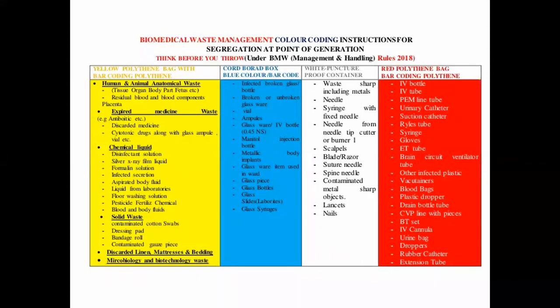According to the rule book of 2018 biomedical waste management, these are the color coding instructions for segregation at the point of generation. Think before you throw. So yellow, blue, white, and red.